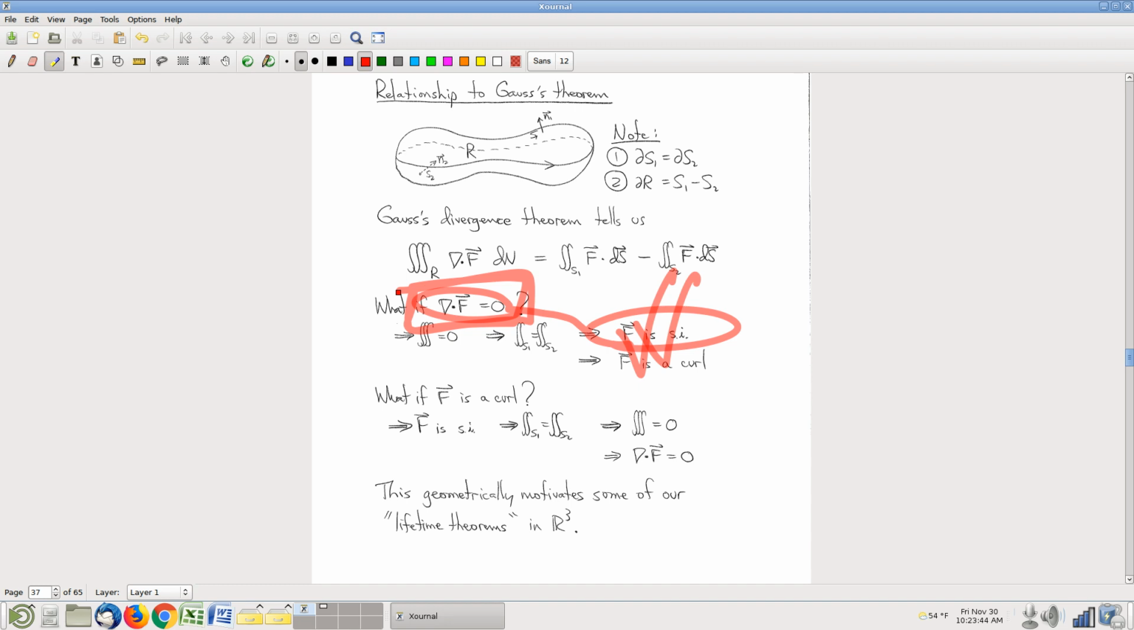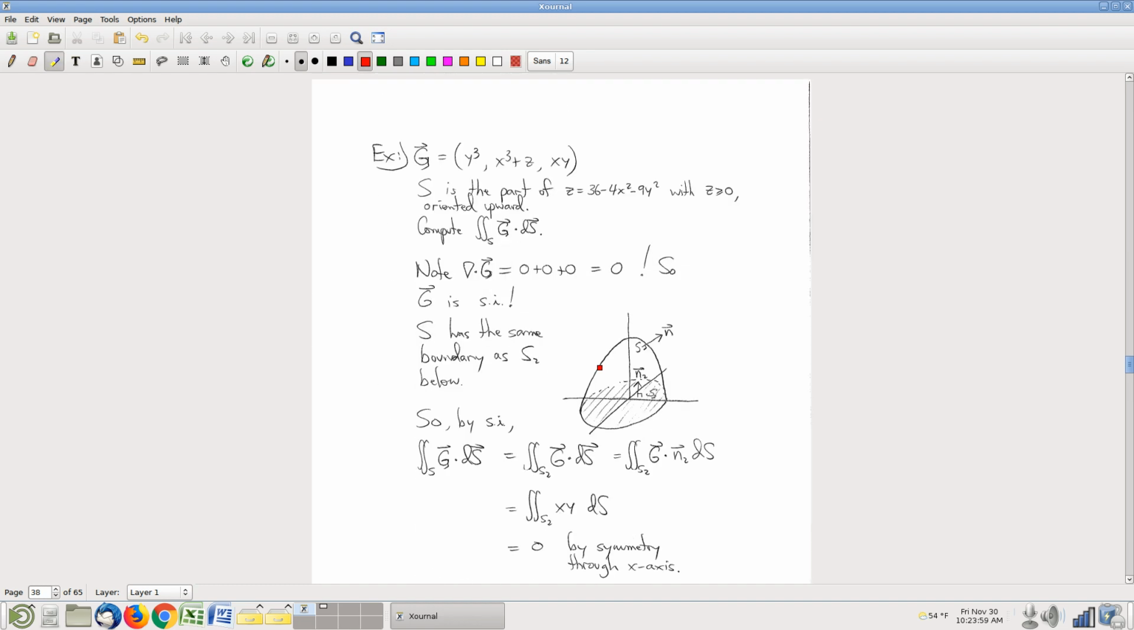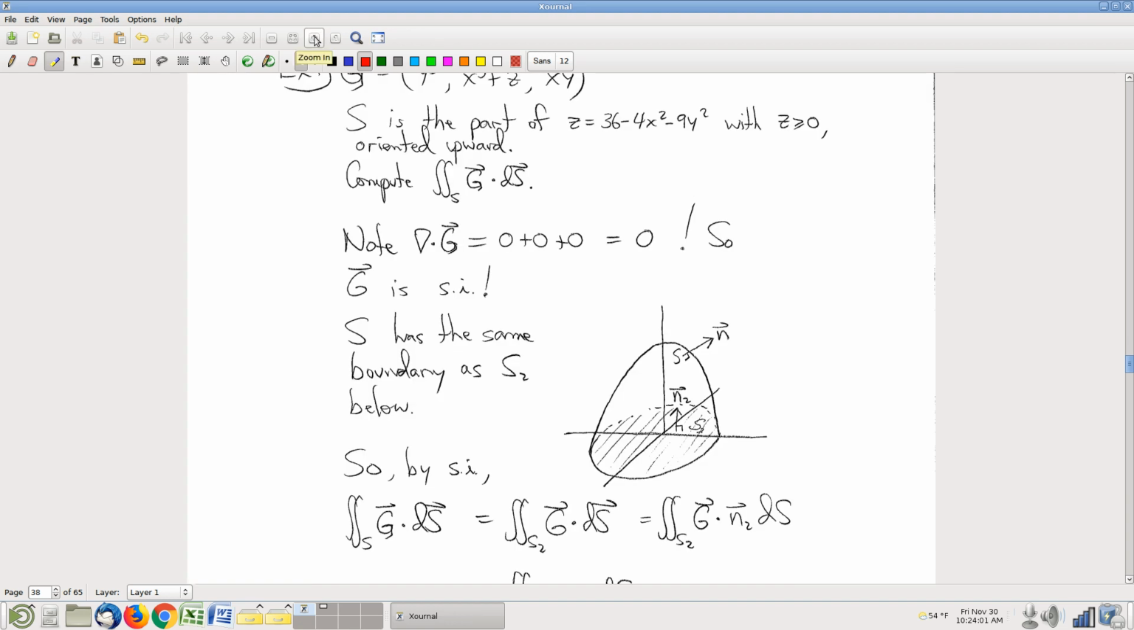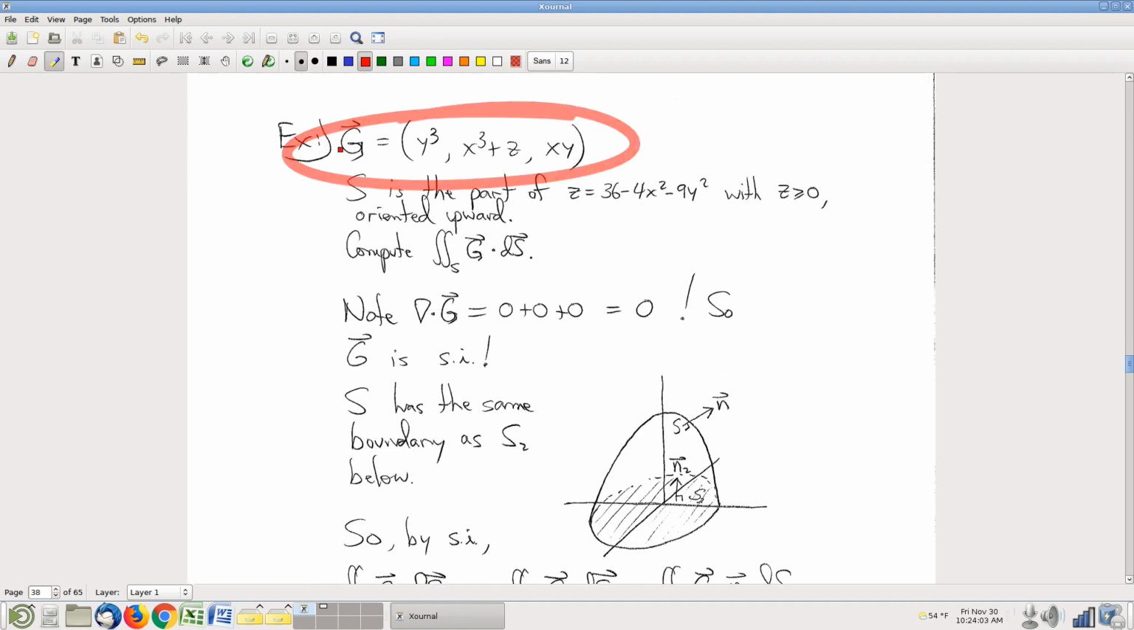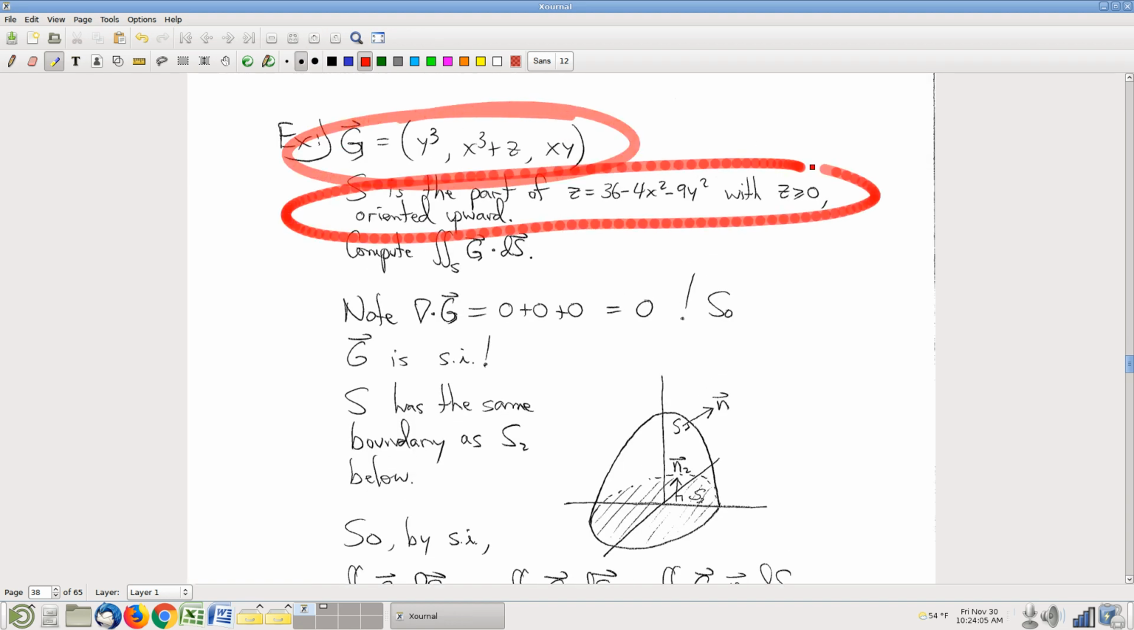You can do that if you check this very easy to check condition. Just compute the divergence. Straight up partial derivatives. No sweat. Easy to check if you get zero. So we have an easy way to check whether you can use this very powerful tool. And then the example we did was right here. Look at this vector field, that surface, compute the flux.